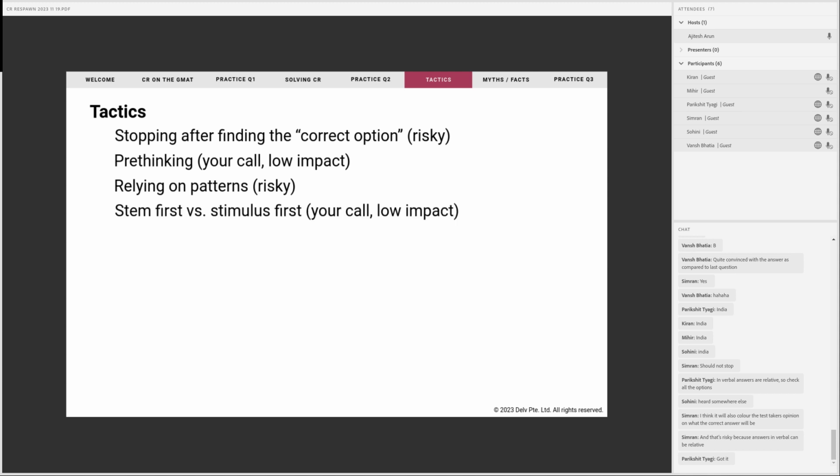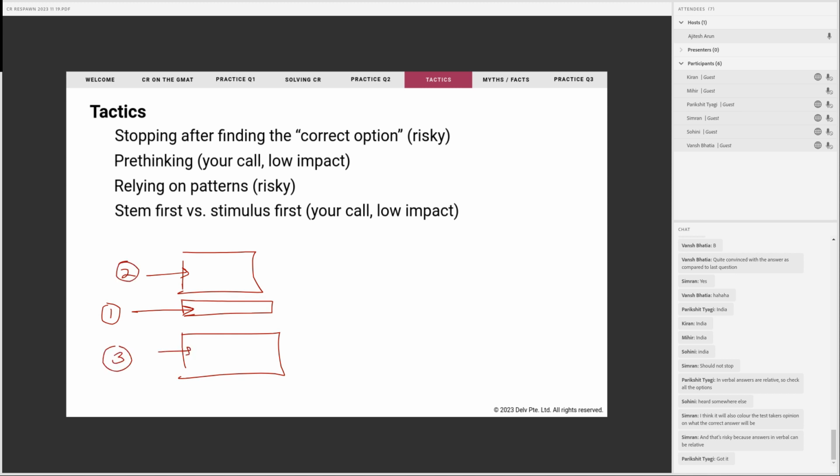The next one is the order in which you read your question. Some people like to read STEM first, then they head to the stimulus, and then they'll go to the 5 options. Some people read it top to bottom.